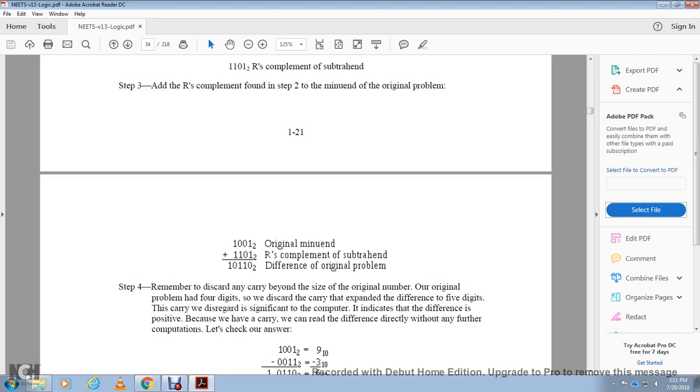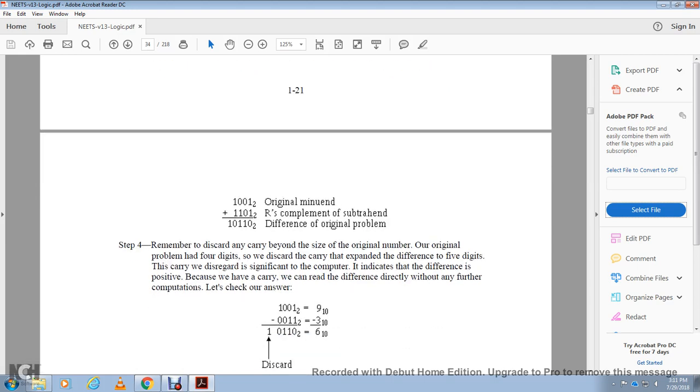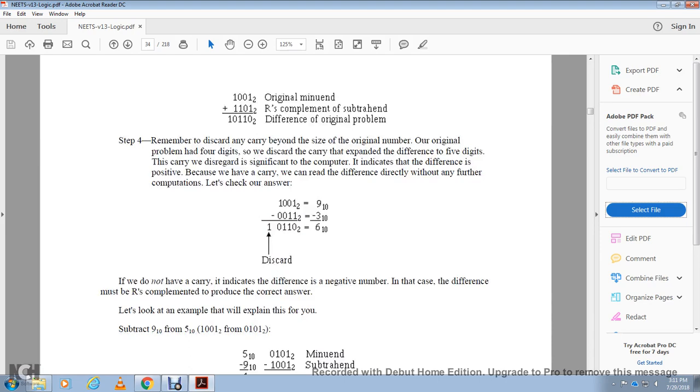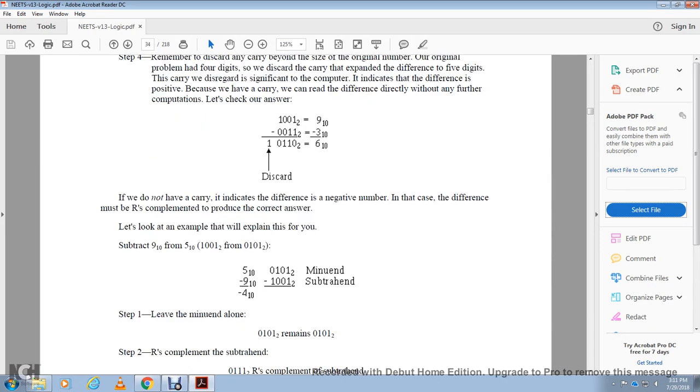Let's check the answer. 1 0 0 1 equals 9 base 10, and 0 0 1 1 base 2 equals 3 base 10. The sum is 1 0 1 1 0; disregard the leading 1, leaving 0 1 1 0 base 2, or 6 base 10. If there is no carry, the result indicates a negative difference, and the difference in radix complement form produces the correct answer.